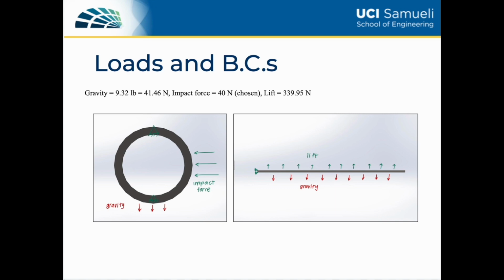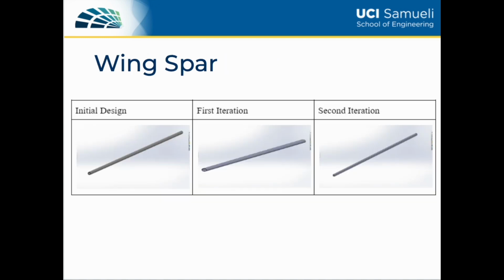Gravity and an impact force were used for the static analysis, while lift and gravity are the loads being used for the closed form solution. The initial design is a 36-inch long round spar. The first iteration is a 36-inch long oval spar, and the second iteration is a 36-inch long square spar.